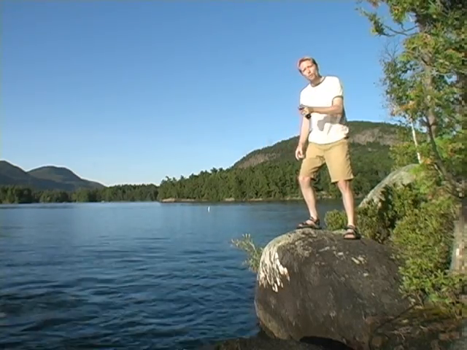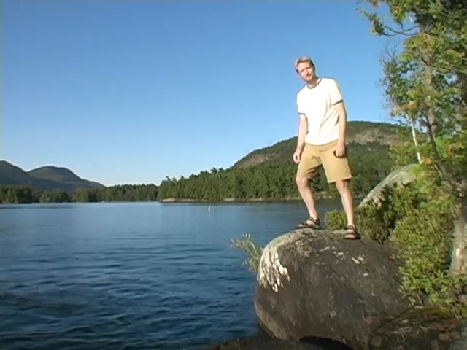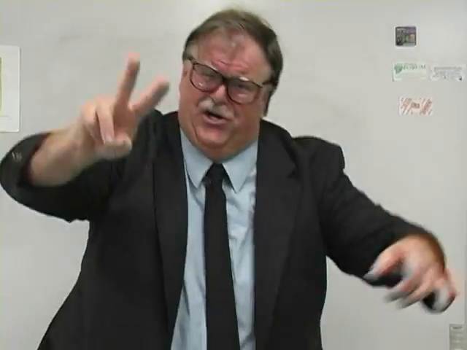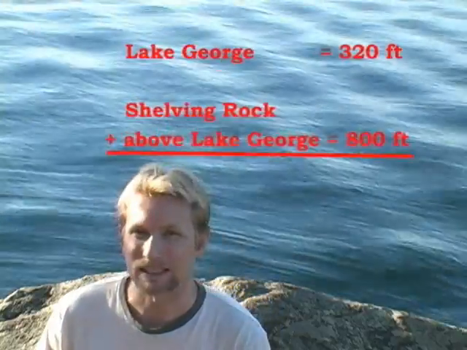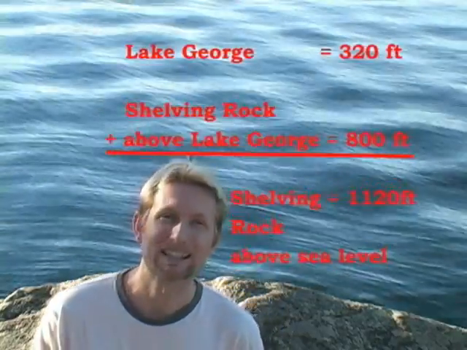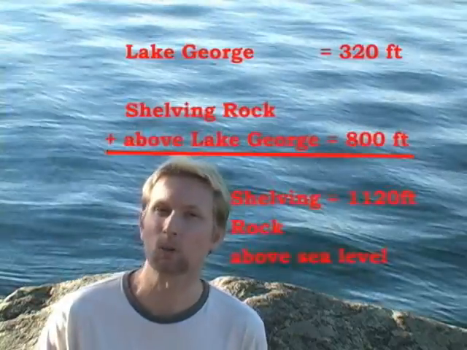Question is, what is its elevation above sea level? Now it says here on the map that Lake George is 320 feet above sea level. Thanks, Walt. So, if we add 800 feet to 320 feet, we now know that Shelving Rock Mountain is 1,120 feet tall. But if you want to be a little more accurate, you could use the contour lines on the map.